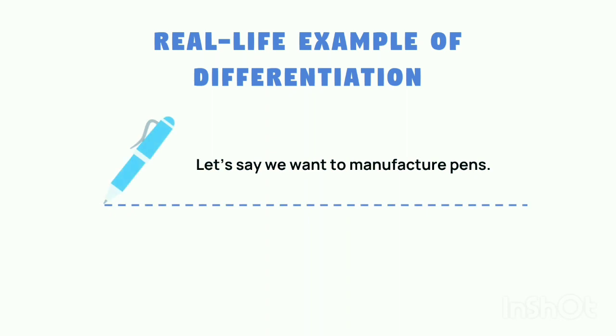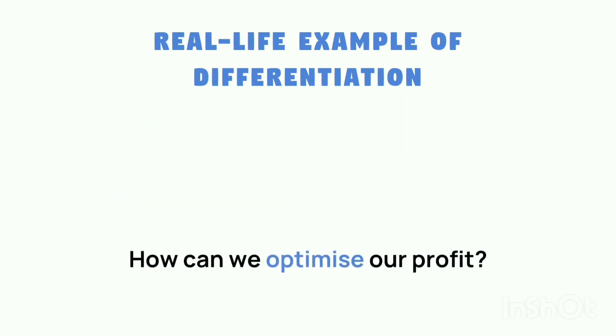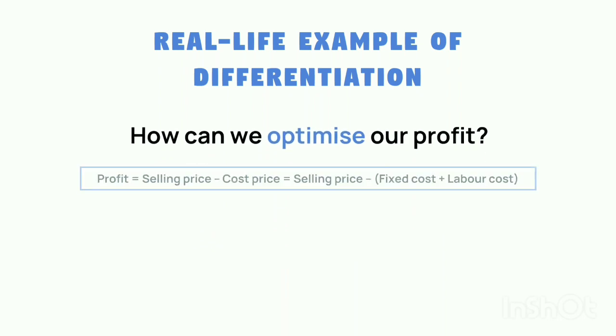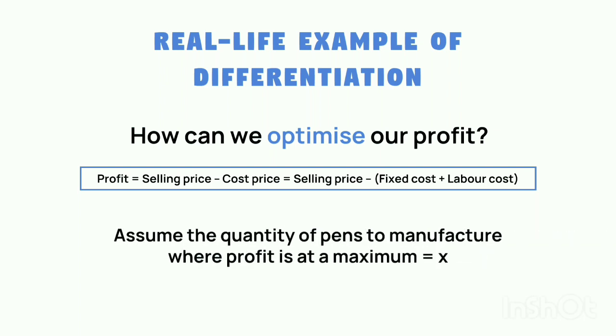Let's say we want to manufacture pens. So in our mind we think, how can we optimize our profits? And as we know, profit is equal to the selling price minus the cost price. And the cost price can be divided into two, which is fixed cost and labor cost. Fixed costs are those that will be included every month, such as electricity and water. So if we need to figure out the profit, we need to figure out the quantity to manufacture where profit is optimized. Let's assume the quantity of pens to manufacture where profit is at the maximum is equal to x.